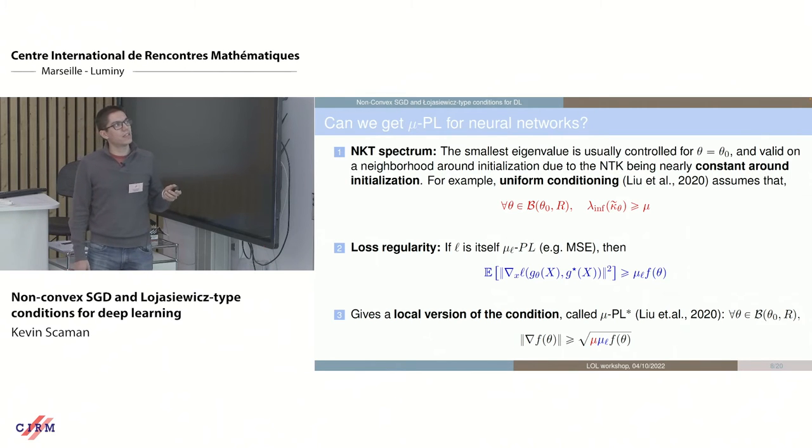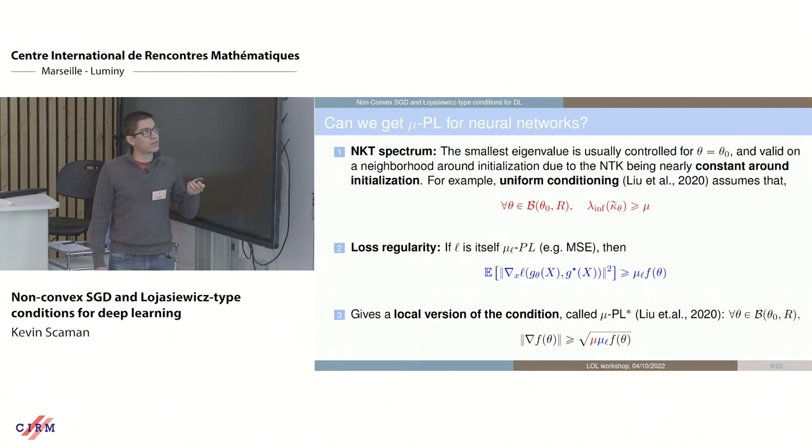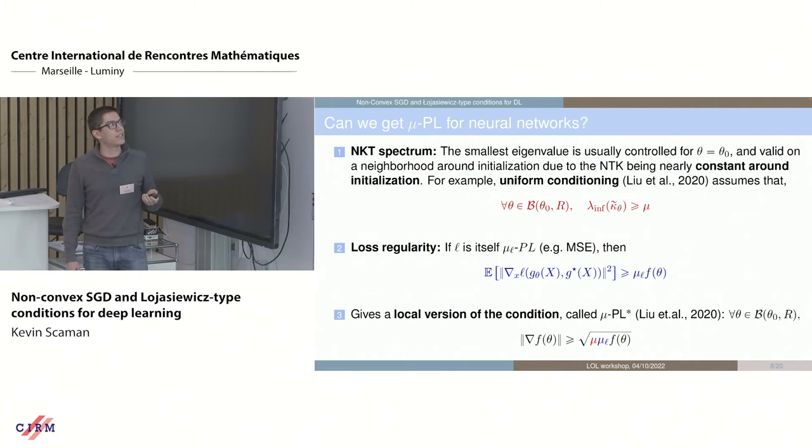You can still show that for a reasonably large radius around initialization, the condition will hold. This is due to the fact that as the number of neurons tends to infinity, the NTK is nearly constant around initialization; basically, the second order derivative tends to zero. This is a condition proposed by Liu, Zhu and Belkin, Mikhail Belkin, who will also present later this week, called uniform conditioning. It describes what I just mentioned: that you have control on the spectrum of the NTK in a neighborhood around initialization.